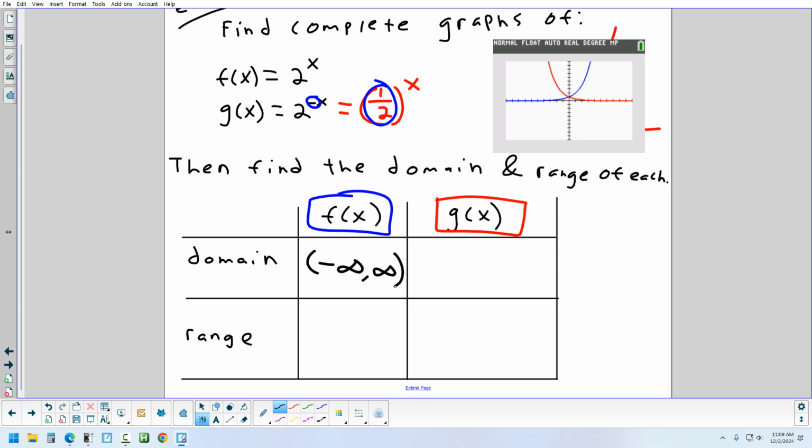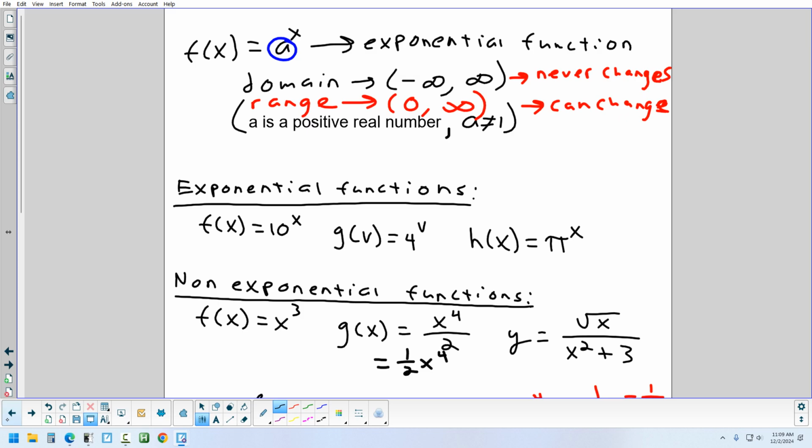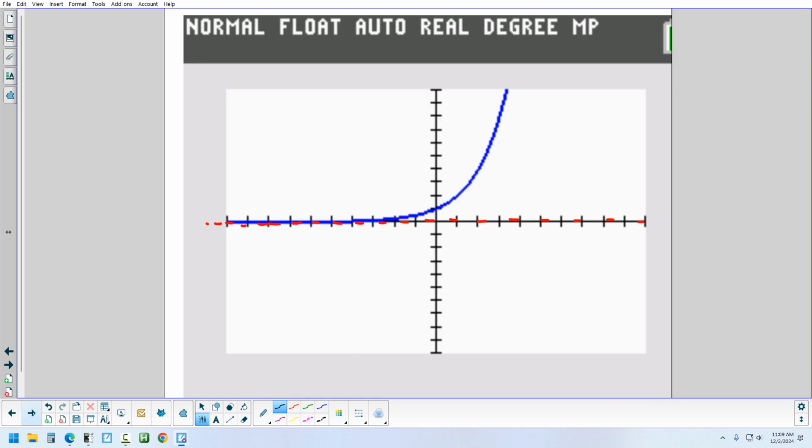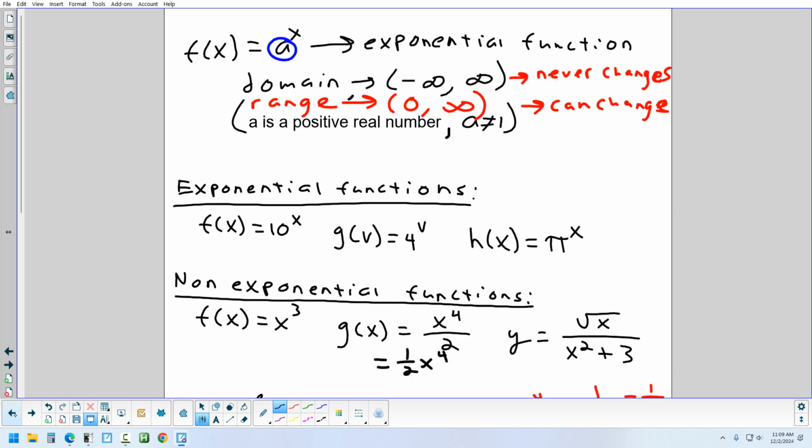And what about the domain of the red one? Same thing. It is also going to go left and right forever. When you have an exponential function, the domain never changes. Never. It's always negative infinity to infinity. Now, the range can change. Think of it that way: range, change. Okay, the range can change.